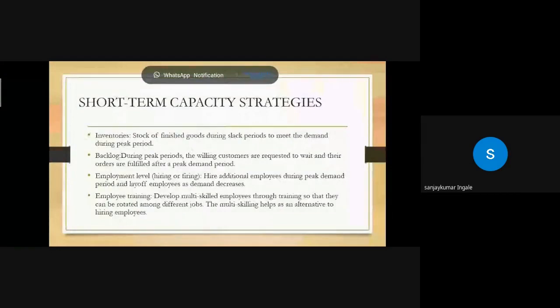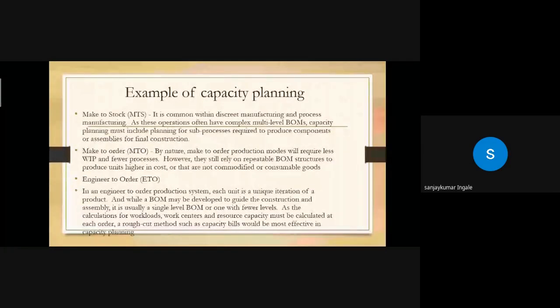Now, the examples of capacity planning are make to stock, make to order, and engineer to order. One by one, we will see their definitions. Make to stock is common within discrete manufacturing and process manufacturing, as the operations often have complex multi-level BOMs. Capacity planning must include planning for subordinate processes required to produce components or assemblies for final construction.